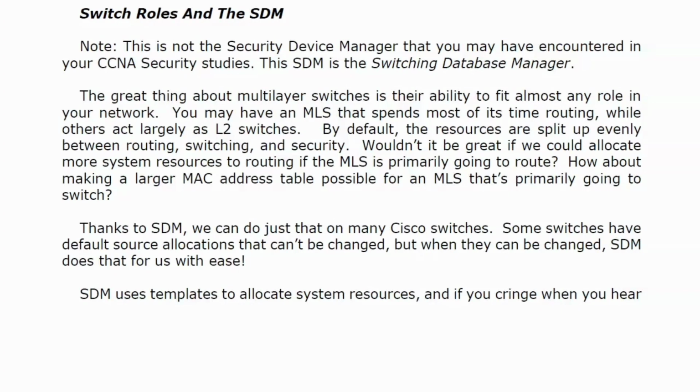I wouldn't say exactly one third, one third, one third, but they're split up evenly and nicely between routing, switching, and security. Wouldn't it be great, though, if we had a multi-layer switch that was primarily going to route and we could allocate more of the system resources to routing? How about if we have that multi-layer switch we talked about that's primarily going to be a layer 2 switch? It's going to be mostly switching. How about making a larger MAC address table possible for such a multi-layer switch?